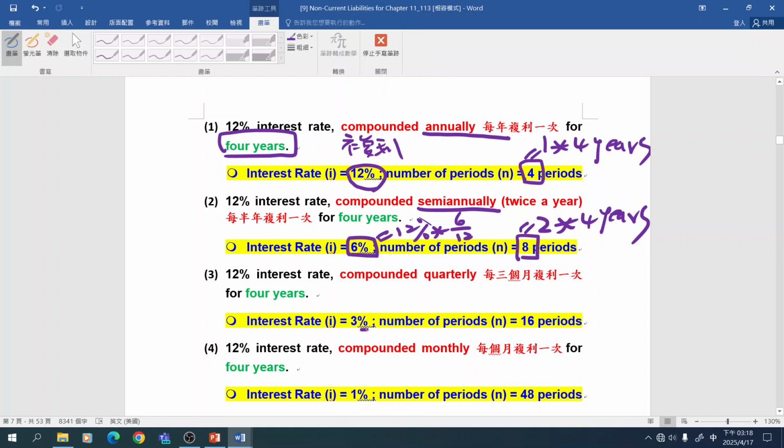The same. So 3%, 16, 1%, 48. Any problems? No problem? Okay. So did you find out, when compounding periods are different, your N and I will be different? Okay? So did you find out, when there are more compounding periods, you can get more interest or less interest?